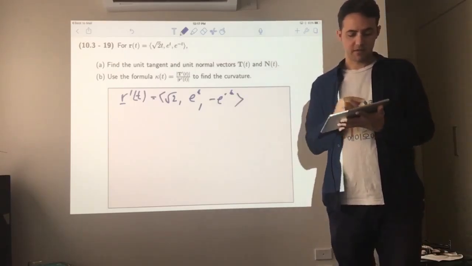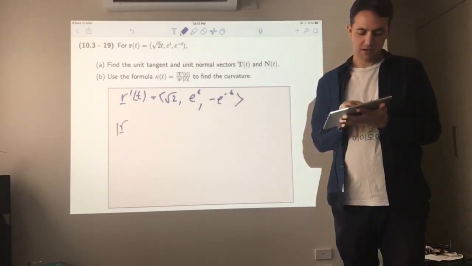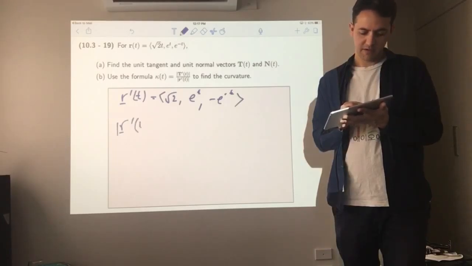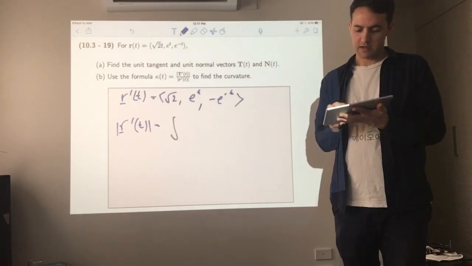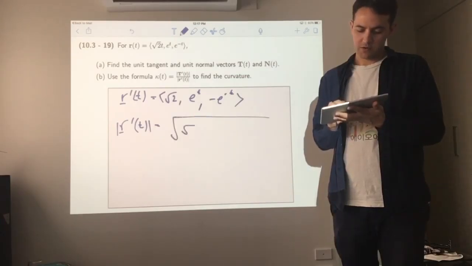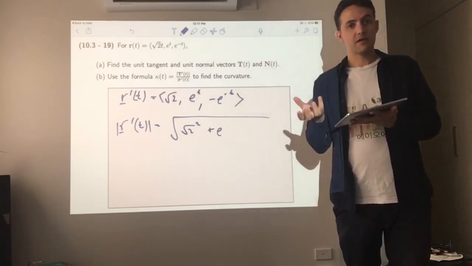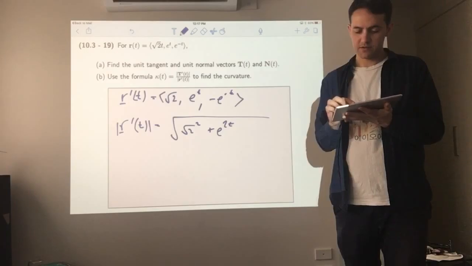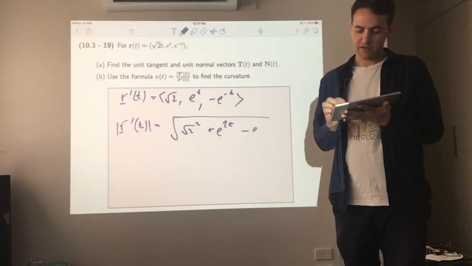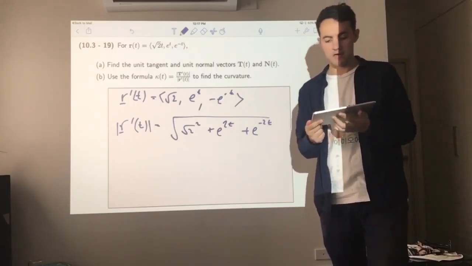And then we have to work out the magnitude. Working out the magnitude of this for our unit tangent vector, inside the square root we get root 2 squared plus e to the t squared, which is e to the 2t, so e to the t times e to the t equals e to the 2t, and here we get negative e to the negative 2t. Sorry, it'll become plus because we're squaring it.